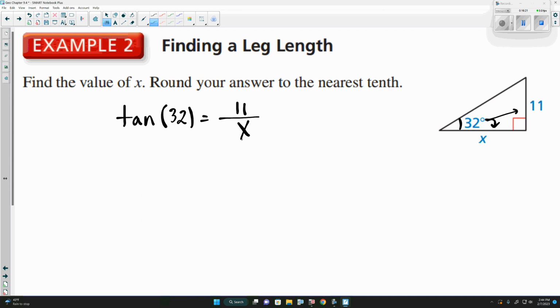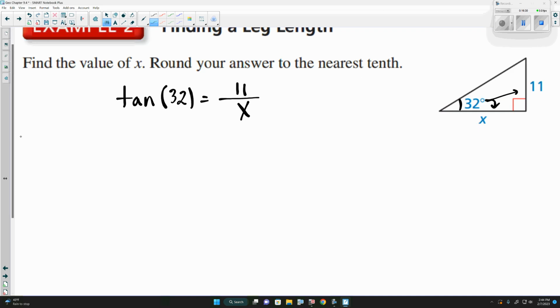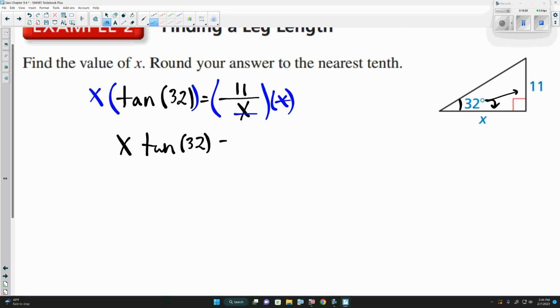Because if we'd been given the opposite side and the hypotenuse, we would use sine. If we were given the adjacent and the hypotenuse, we would use cosine. But here, we're given the opposite side and the adjacent, so we're going to use tangent. And again, the first main step with all these is really going to multiply both sides by the bottom of the fraction. So here, it's x. Because here, x and x will cancel, telling us x tangent of 32 degrees is equal to 11.